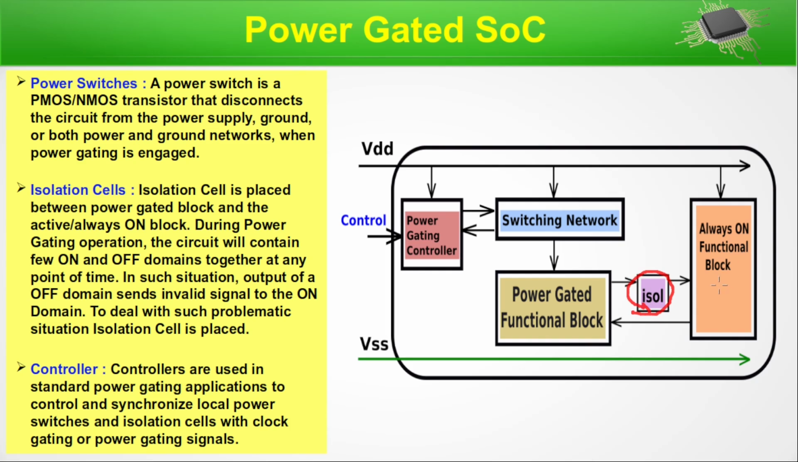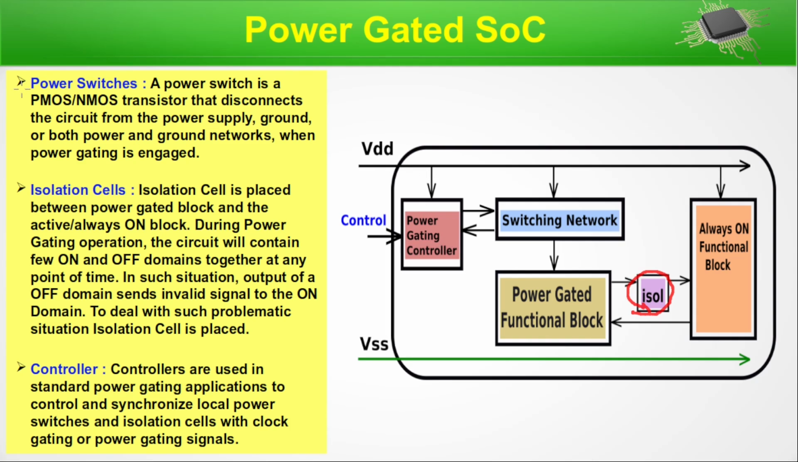Now, always on functional block: some part of the circuit needs to get power all the time. So that is the always on functional block. Now, power gated functional block, which comes under the power management system. That is, this block sometimes has power and sometimes does not, depending on its operation. And in between, the isolation cell is there. That is a switching network and that power gating controller. And here VDD and VSS.